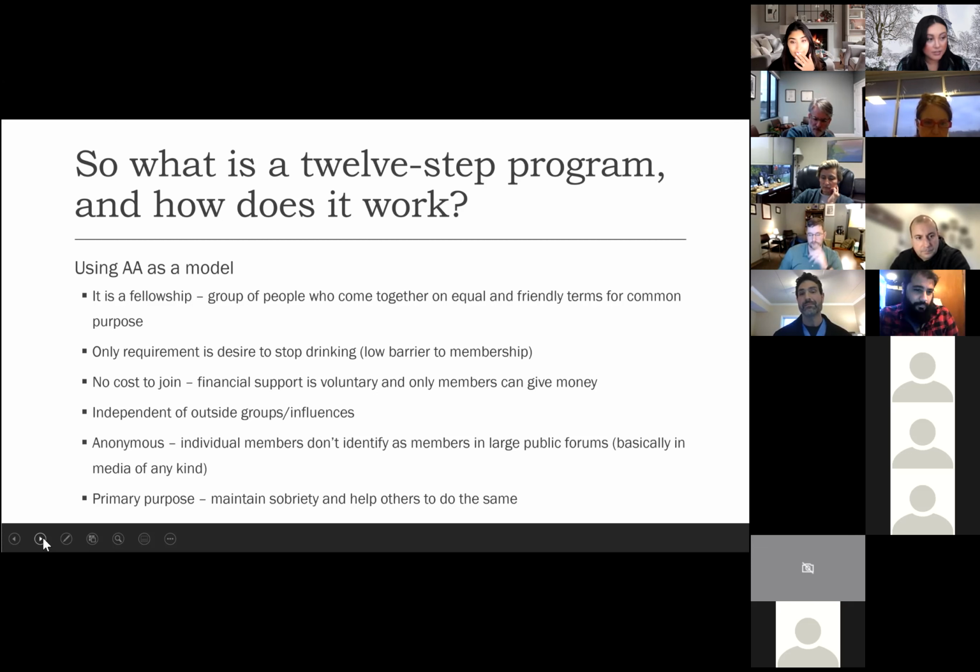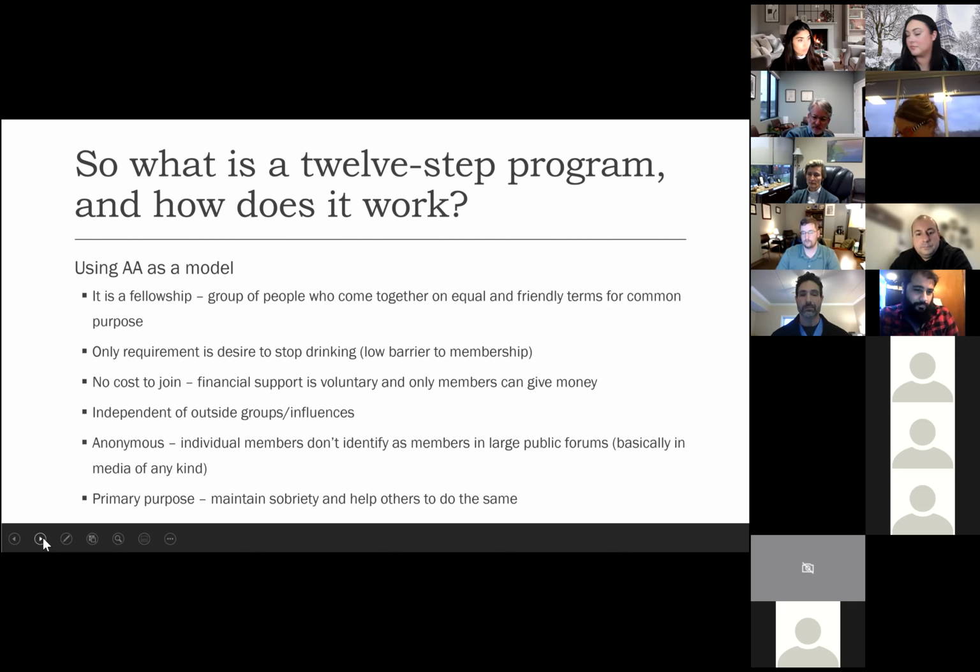So basically in media of any kind. So they say press, radio, film, but I would also say the internet. I would say giving a large talk to like tens of thousands of people, you probably shouldn't identify individually. All right, and that's really to protect the program, to protect the groups.